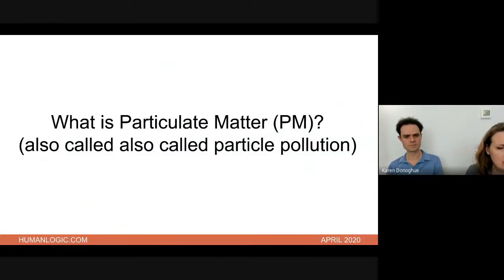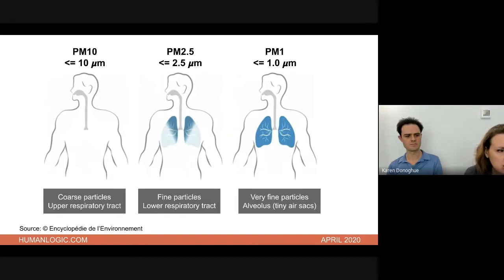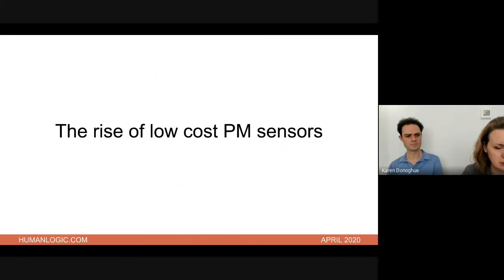And the first thing we want to explain is what particulate matter is, or you sometimes hear it called PM. It's also called particle pollution. And it's important because the small particles, which can be less than 10 micrometers in diameter, can get into your respiratory system. They can get into your upper respiratory tract if they're less than 10 micrometers, or even smaller, 2.5, PM 2.5 particles, into your lower respiratory tract. And even very fine particles can get into your respiratory system and even your bloodstream. So that's why there's a health impact for particle matter.